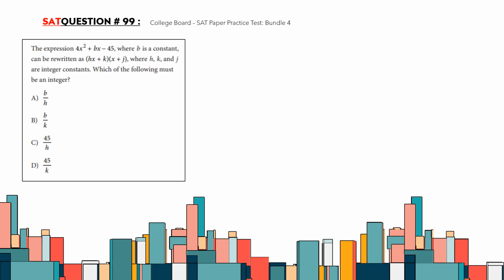So we have to highlight some of the keywords here. They can write it out in factor form, which is the two factors right here, with this one being the original expression. H, K, J are integer constants. B is just a constant. We don't know if it's an integer or not.